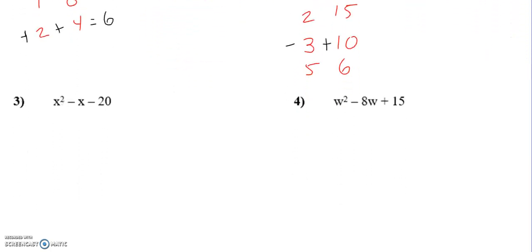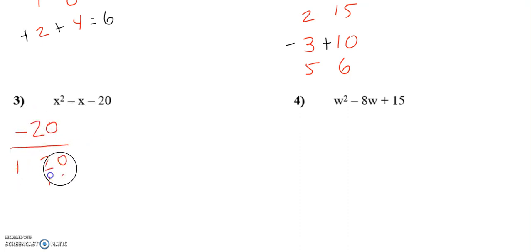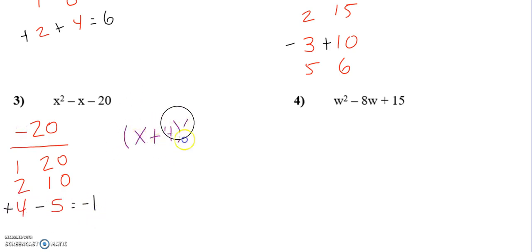All right. Number 3, and I'm kind of a nerd, but I actually like this. I find it fun, it's like figuring it out, being a little detective here. So now we're looking for a negative 1, and it's a negative 20, so I know I had to subtract. Positive 4, negative 5 gets negative 1, and there's my factors.